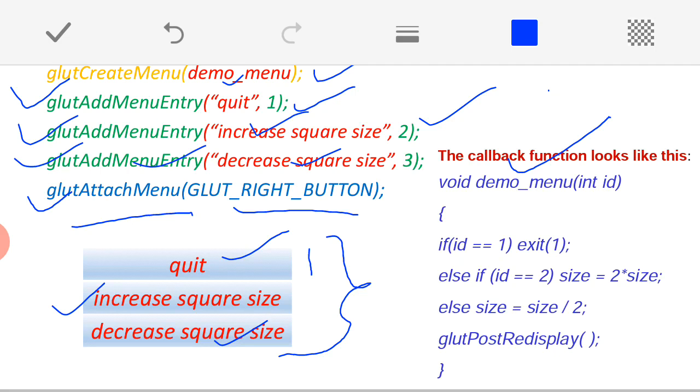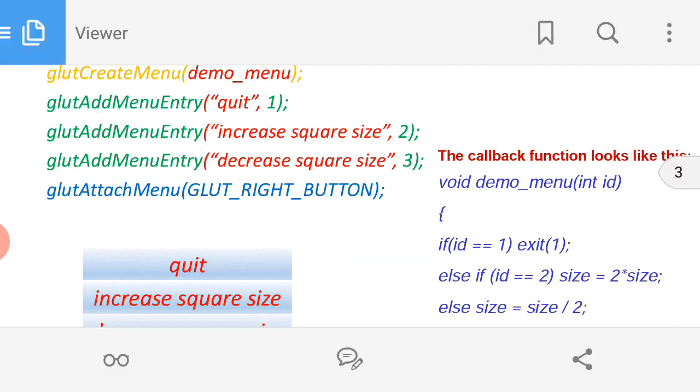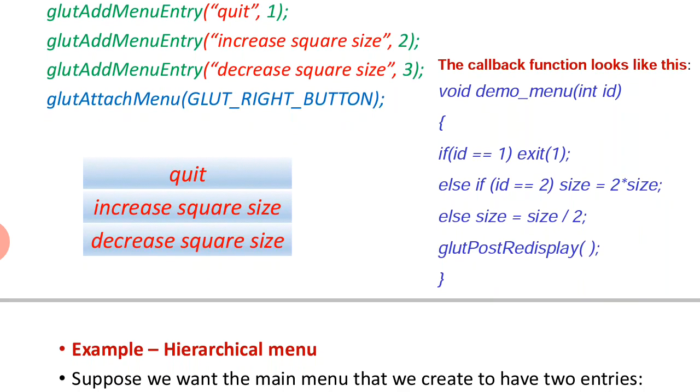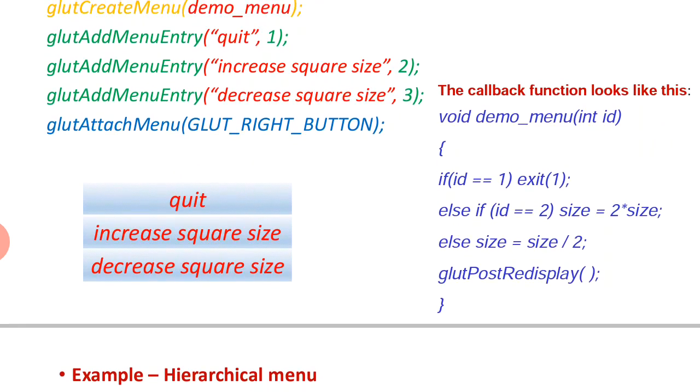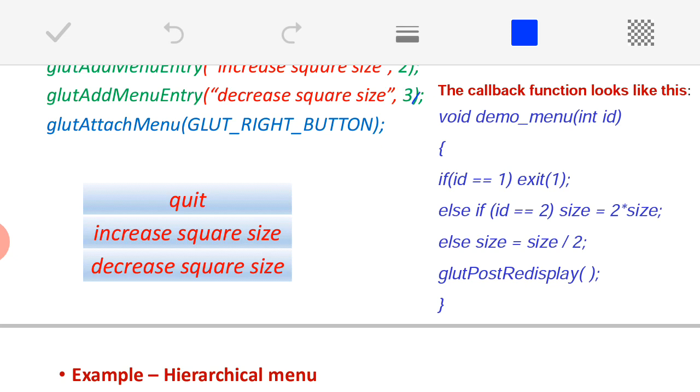What is my callback function? My callback function is demo menu. Demo menu means, in the very beginning I have taken this one: glutCreateMenu, demo menu. So, here I am going to write the whole logic. This is my actual logic that I have to implement over here.